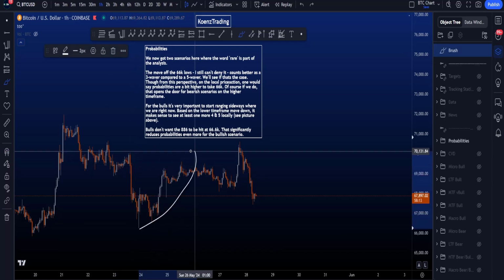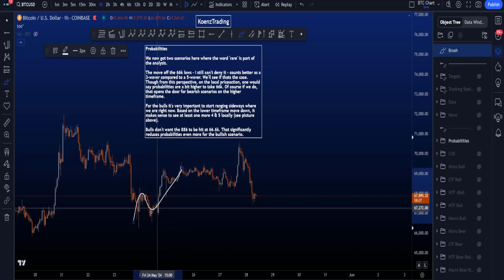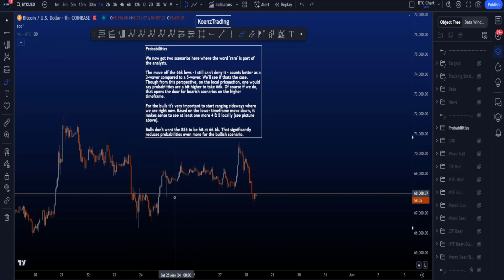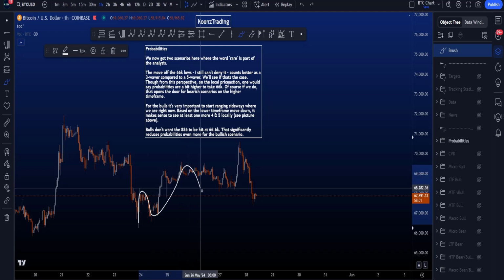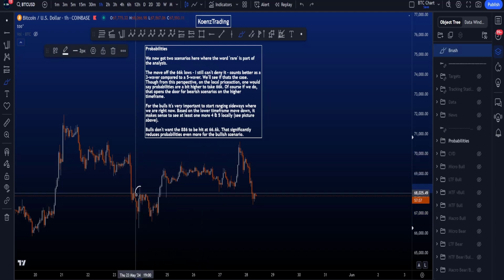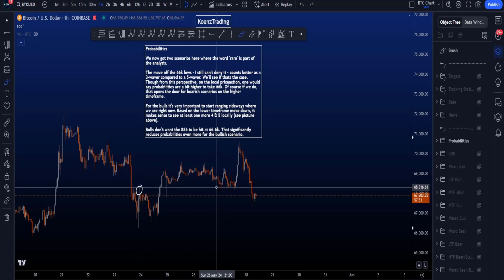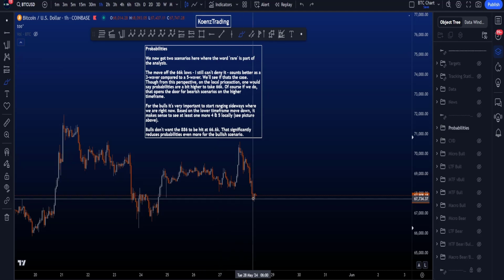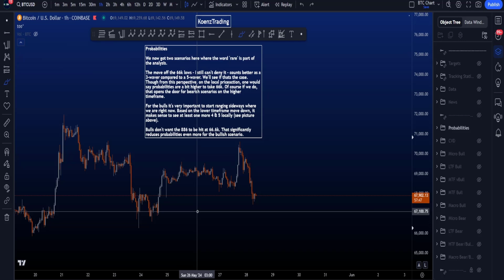However, the move of the 66k lows, I still can't deny it, counts better as a 3-waver compared to this being a 5-wave impulse structure, as for an impulse preferably we would have seen a wave 1, 2, 3, 4 and a wave 5, at least one more high without touching this high that we did during the retracement over here. So we'll see if that is the case, because if price does move down and take out this low, this has to be a 3-wave structure.